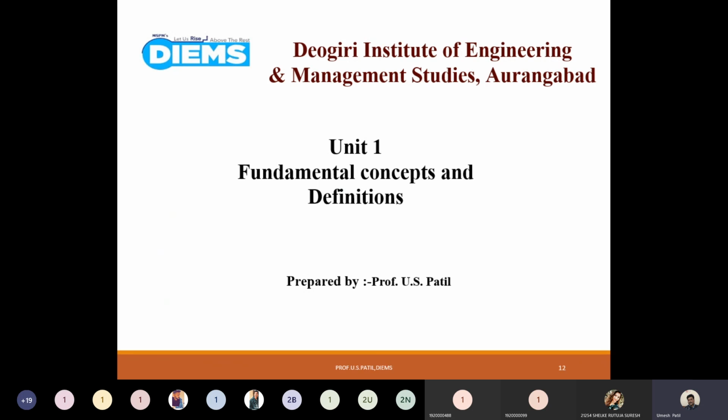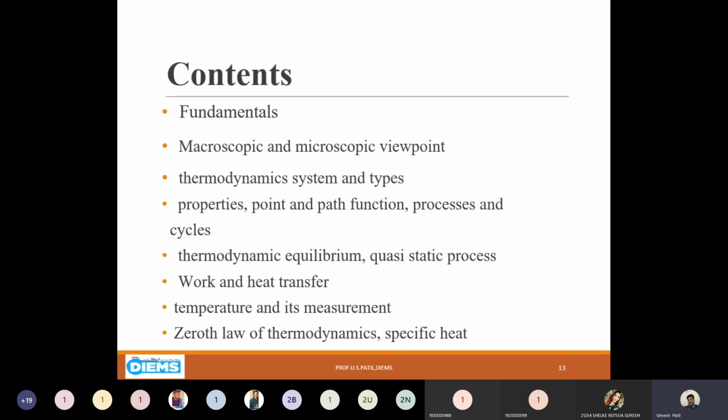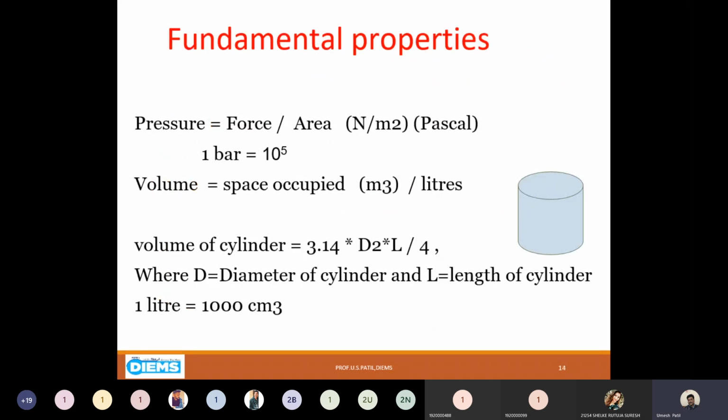Now let's come to the fundamental concepts. Unit number 1 content we already discussed. Now let's come to the fundamental properties. In elementary schooling or in 11th and 12th, we learn certain important properties, that is pressure, volume and temperature. These are the basic or fundamental properties. If you want to define any system, it is defined by using these properties: pressure, volume and temperature. And these properties are easily measured by using certain standard equipment.